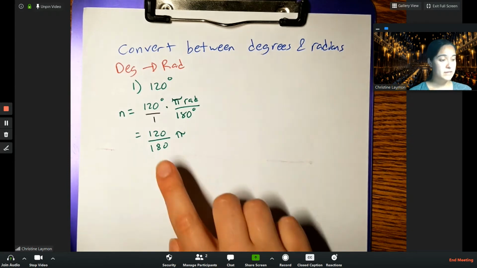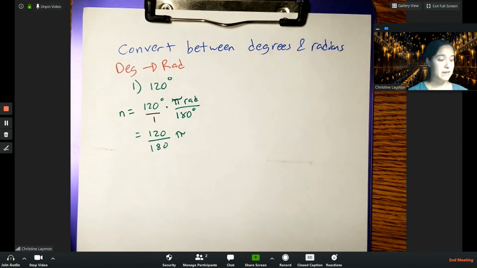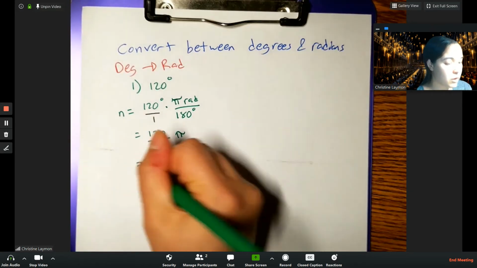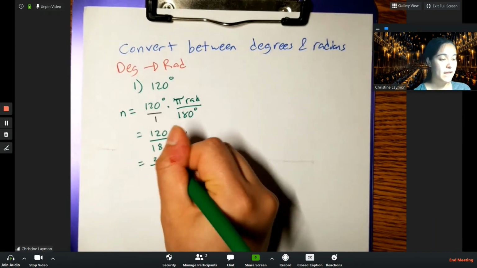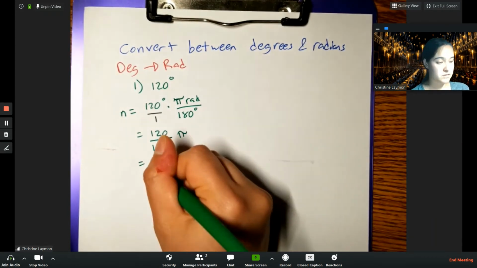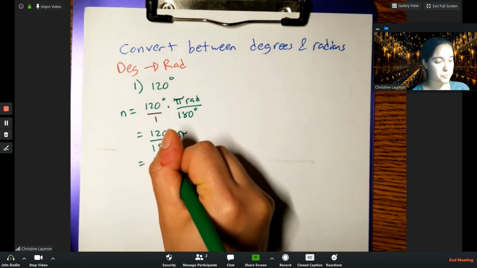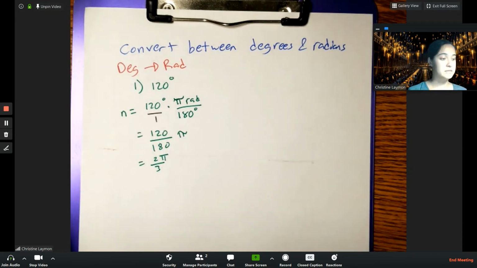I want to go ahead and simplify this. Notice that I can divide top and bottom by 60. So if I do that, 120 divided by 60 is 2. 180 divided by 60 is 3. So I have 2 pi over 3. That is the value in radians. So that's one way to do it.